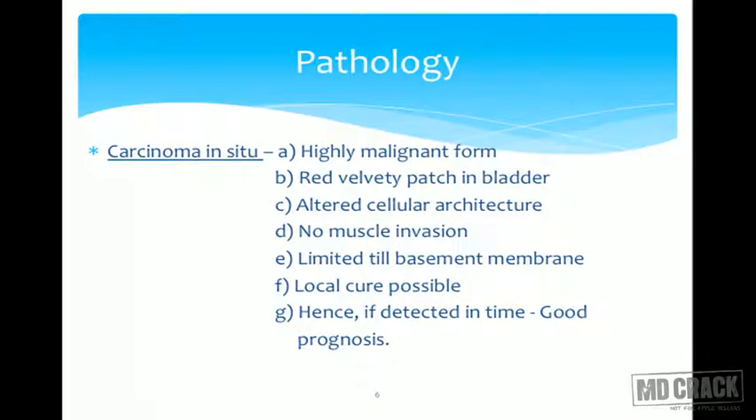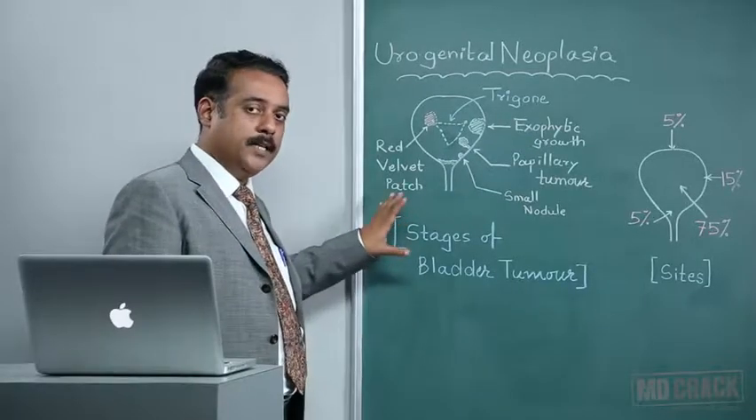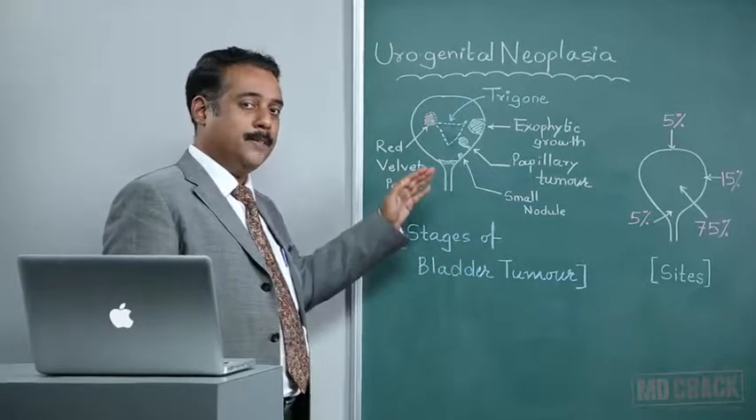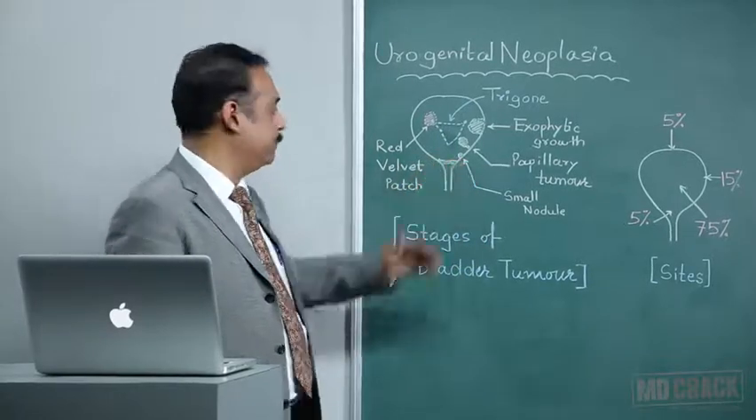Next is the carcinoma in situ. In carcinoma in situ, it is considered to be a highly malignant form of CA bladder, where one can observe a red velvety patch. Now here I have drawn a small simple diagram which will give you an overview of various stages of bladder tumor. This first diagram will give you complete scenario of through what stages a bladder tumor can present to us with.